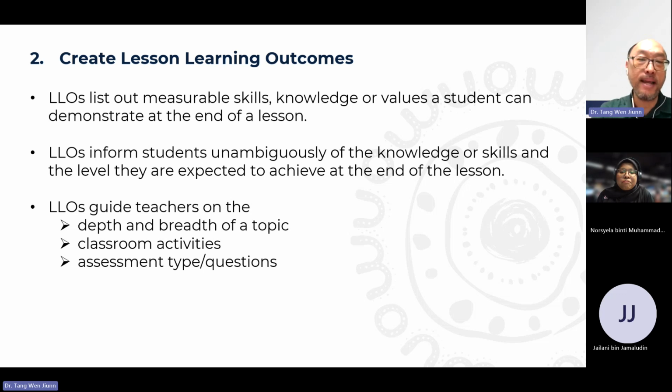So early on, you already planned with this outcome what the students are expected to achieve. Then the last line here, assessment type and question, will be the testing part. Have they achieved that outcome? So that's why this part here, creating lesson learning outcome, should come first. Once you know what you want to teach, then you can plan your assessment and activities accordingly.